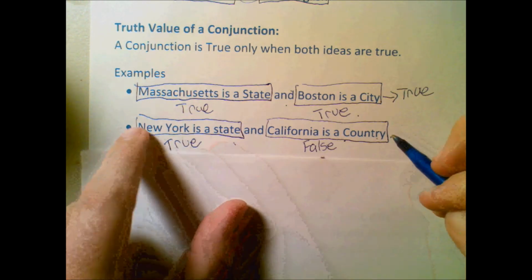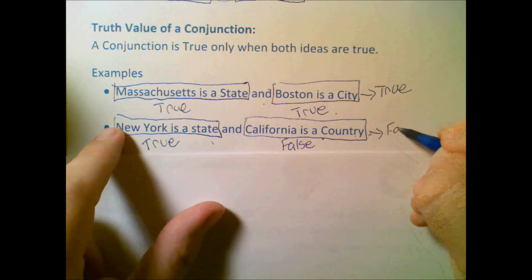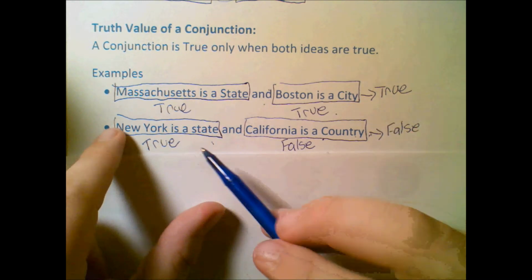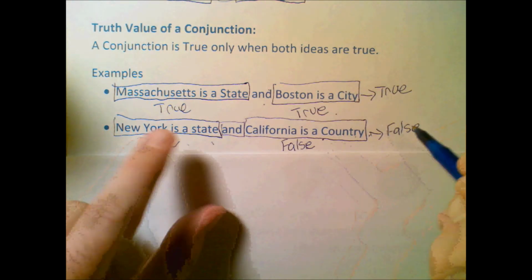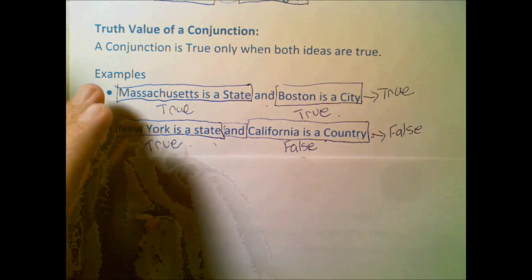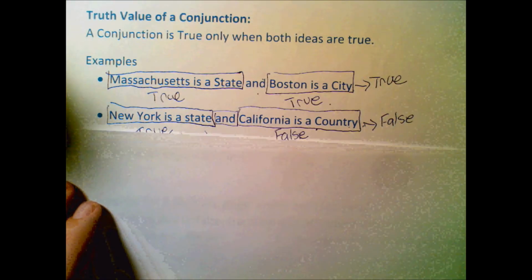Now the whole thing, New York is a state and California is a country, is false because the second part is false. Even though the first part is true, because of the word and, they both have to be true for the whole thing to be true. Otherwise, it's false.